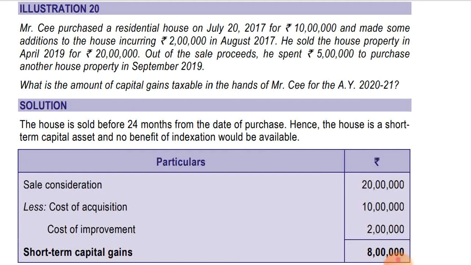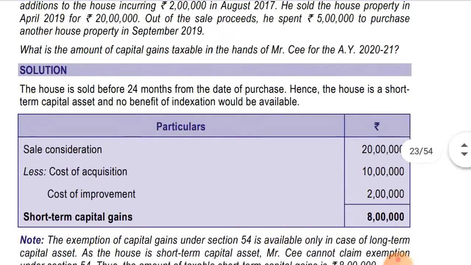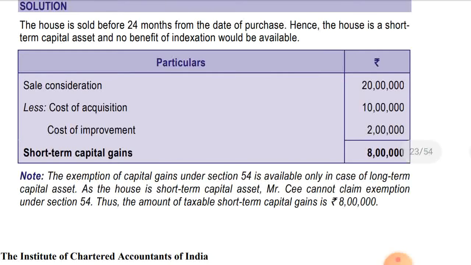Okay, sale consideration is 20 lakhs, cost of acquisition is 10 lakhs, cost of improvement is 2 lakhs, so it is short term capital gain, that is 8 lakhs. The exemption of capital gain under section 54 is available only in respect of long term capital asset. Remember that in respect of long term capital asset only will get exemption under section 54. Okay, and it is available to individual HUF.